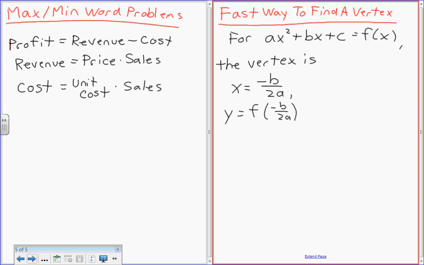All it gives you is the vertex. It's like f of x, right? So basically, you're just going to sub your x value into the equation.